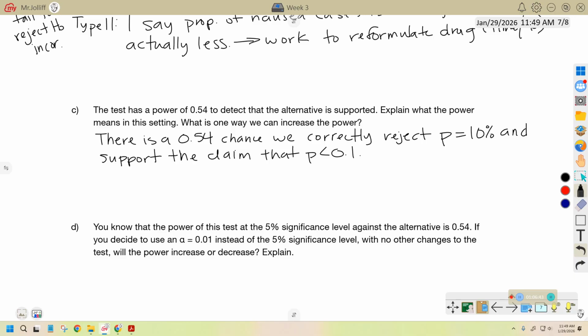That's what power is measuring. What is the chance that I correctly reject the null? So that's just using the definition of what power is. The second question is, how do I increase it? And what's the one way that we as statisticians have control over power?